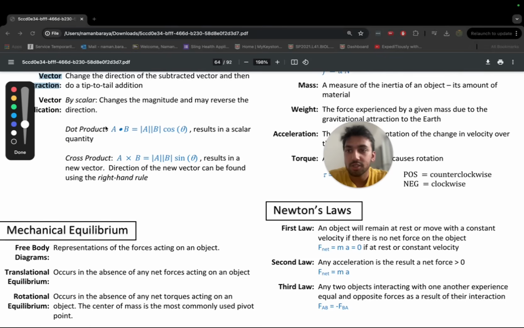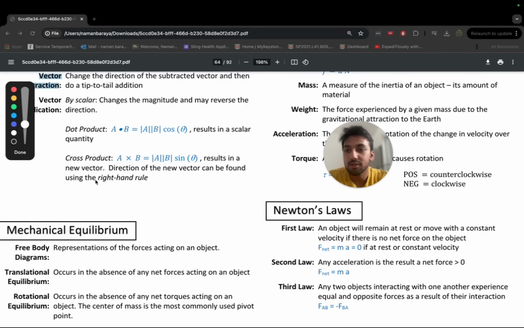The important distinction here is that with a dot product you get a scalar quantity, and with a cross product you get a vector as a result. So a dot product is the magnitude of A times the magnitude of B times cosine of theta. And you have to remember that theta is the angle that A and B form. A cross product is the magnitude of A times the magnitude of B times the sine of the angle, but then you have to remember that this results in a new vector.